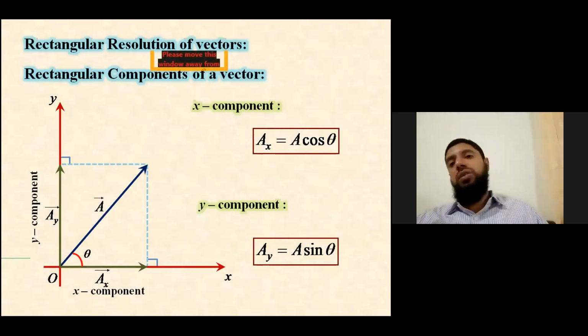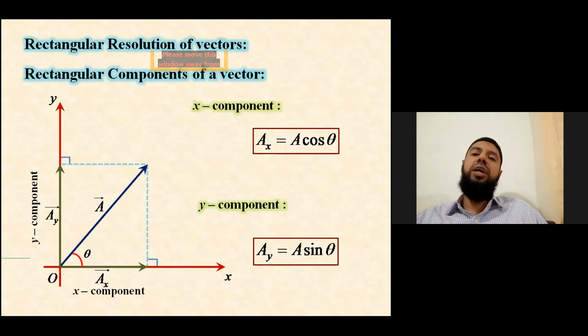In those free body diagrams, the forces and the accelerations will be resolved. If we do not know that resolution, we cannot draw free body diagrams. You should be quite thorough with the resolution of vectors and handling free body diagrams. It is a very, very important part.